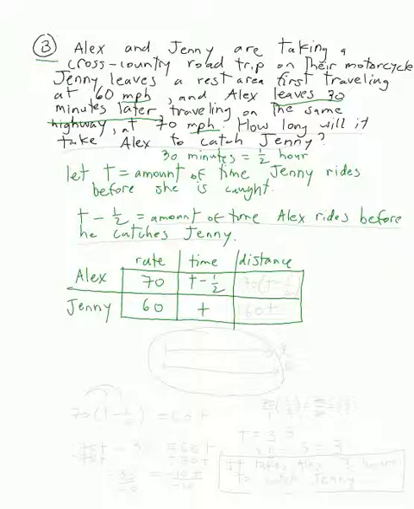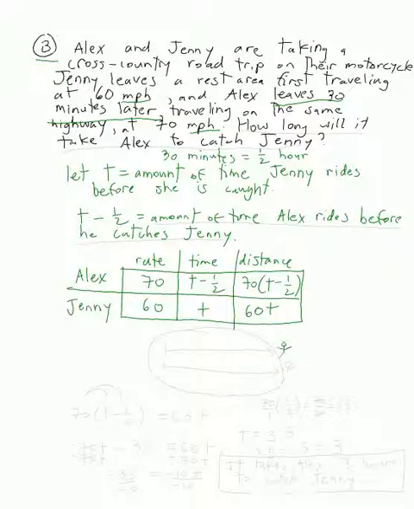Notice the problem doesn't mention the distance, but that's okay. Remember how we get distance anyway. We multiply rate times time to get distance. So this is going to be 70 times t minus 1/2. And this is going to be 60 times t. Now we need a relationship here. We can't just add them together like we did in the other problem. We have to be really careful and read very, very carefully. We know that this is when Alex catches Jenny.